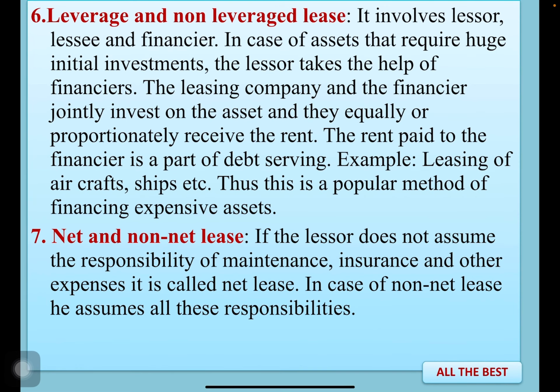Leverage and non-leverage lease. It involves lessor and lessee and a financier. In case of an asset that requires huge initial investment, lessor takes the help of financiers. The leasing company and the financier jointly invest on the asset. They equally or proportionately receive the rent. The rent paid to the financier is a part of debt servicing. Example, leasing of aircraft, ships, etc. Thus, this is a popular method of financing very costly or expensive assets which require huge investments.